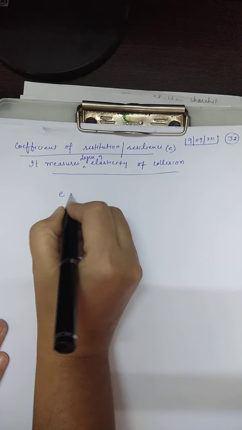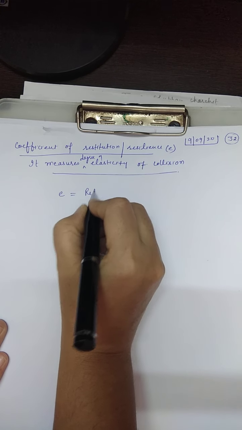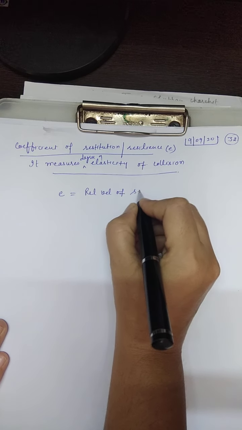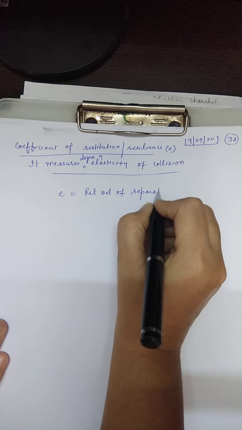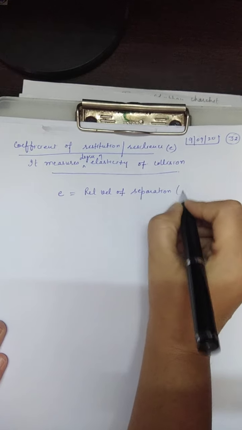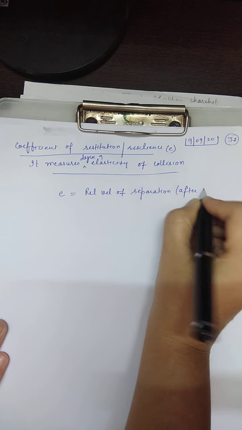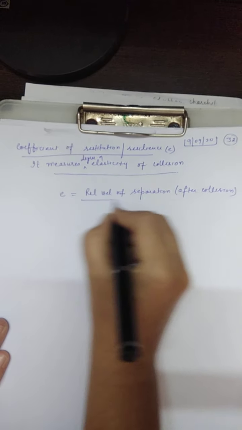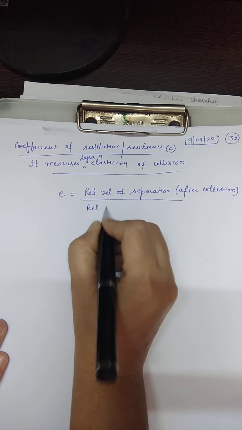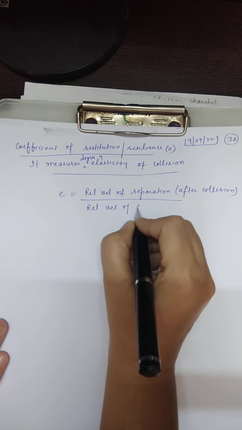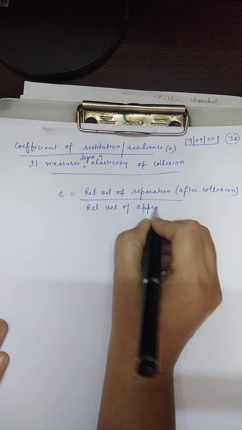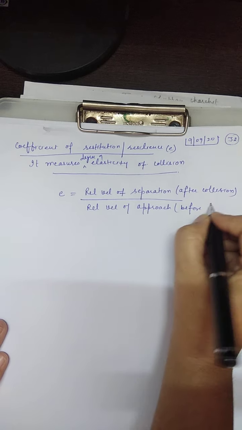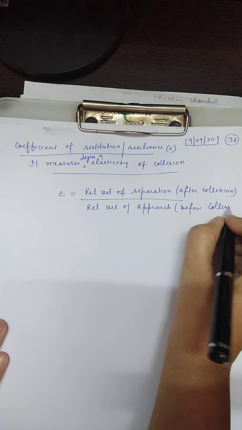Mathematically, E is defined as the ratio of relative velocity of separation, means this is after collision, divided by relative velocity of approach before collision. So here, how you explain it?